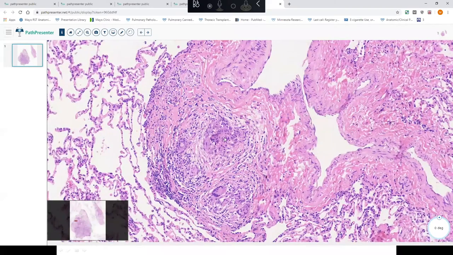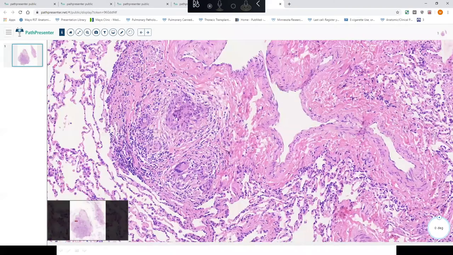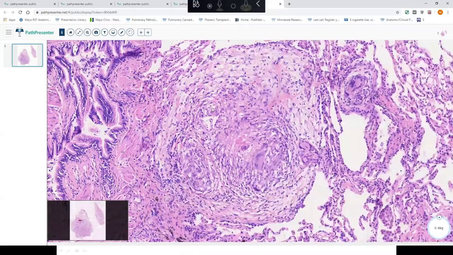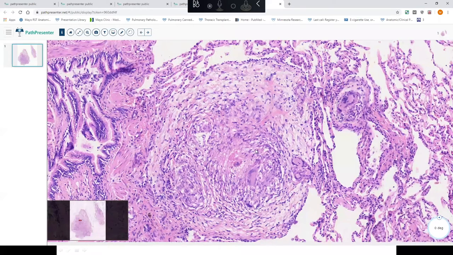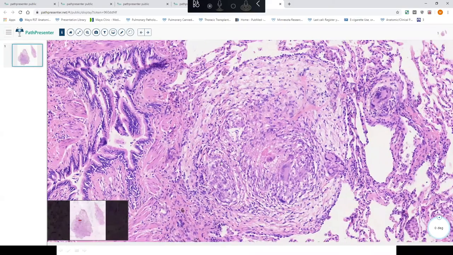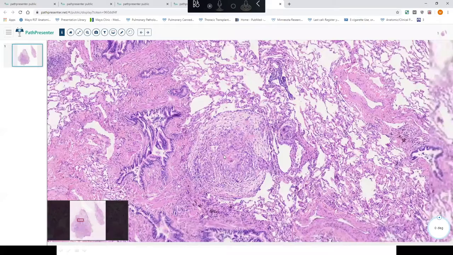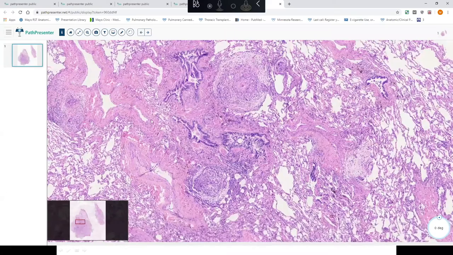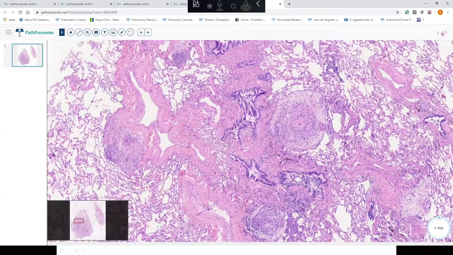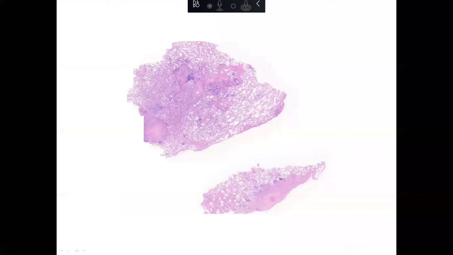Sarcoidosis is, of course, a diagnosis of exclusion, so you want to rule out other causes. If you start to see a mixture of necrotizing and non-necrotizing granulomas, that's usually an infectious process. You always want to do your bug stains for your fungi as well as for acid-fast organisms. You also have to rule out exposures, like beryllium exposure can look exactly like sarcoidosis. So in the right clinical context, this is diagnostic of sarcoidosis.